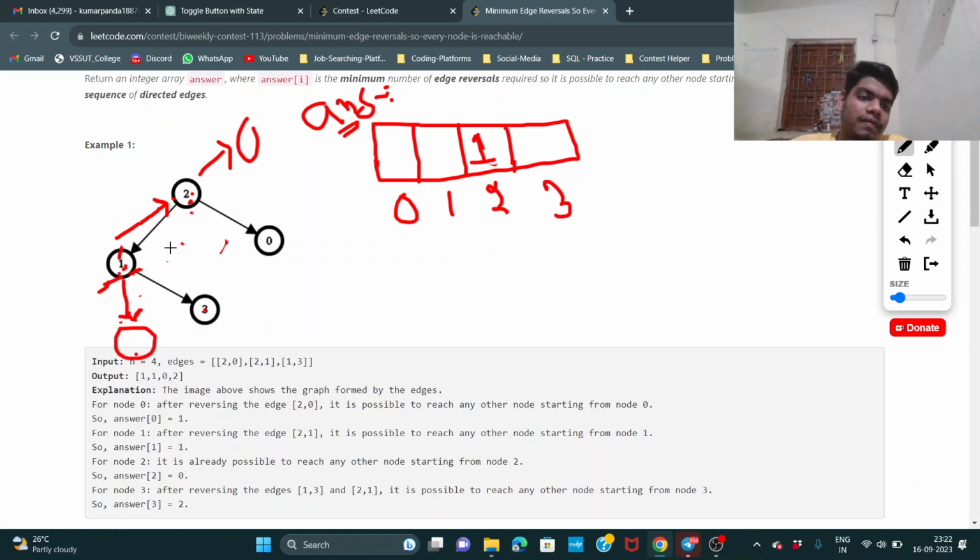And if it is like this, then while calculating the answer for this, I have to do a minus 1. And why minus 1? Because while calculating the answer for 2, I am reversing this edge, right? Now I am trying to go from 1 to 2, but my edge is like this, so I have to reverse it. That's why I have to do minus 1. This is a simple thing.